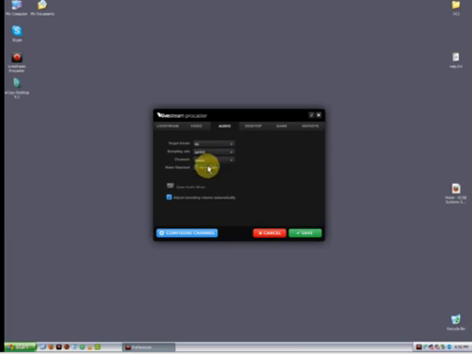So, at all times, record in stereo if you can. If you have stereo output, again, it's not going to make a difference if you don't have it.